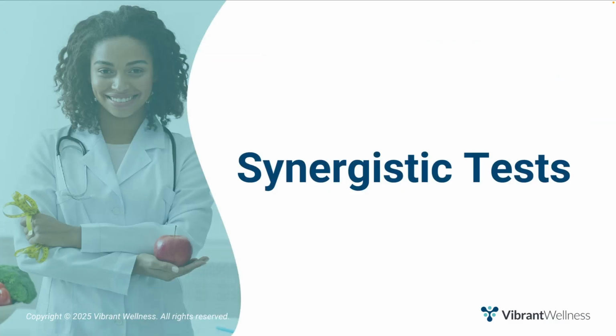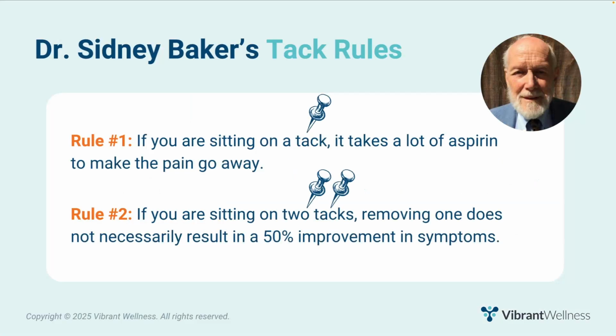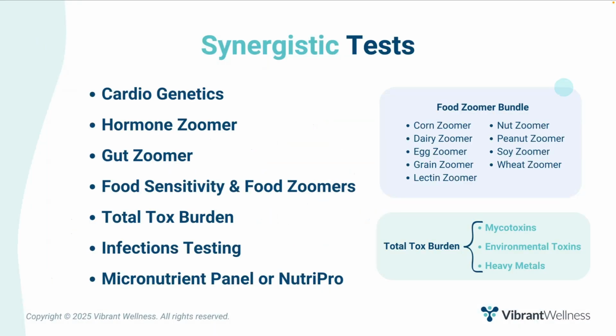Finally, let's talk about synergistic tests. But before we do, I'd like you to think about Dr. Sidney Baker's TAC rules. Rule number 1. If you're sitting on a TAC, it takes a lot of aspirin to make the pain go away. In other words, it's difficult to heal if you don't identify the root cause of your symptoms. Rule number 2. If you're sitting on 2 TACs, removing one does not necessarily result in a 50% improvement in symptoms. In other words, sometimes there's more than one root cause contributing to your symptoms.